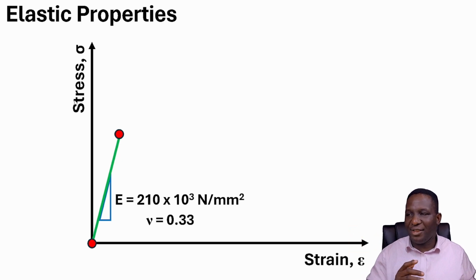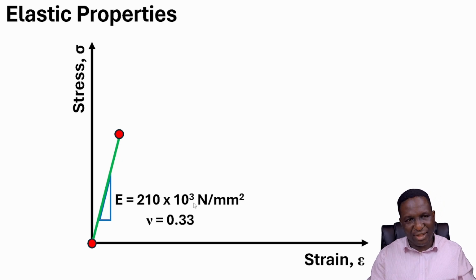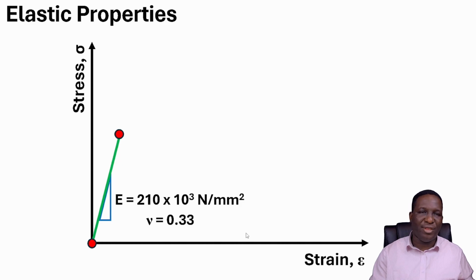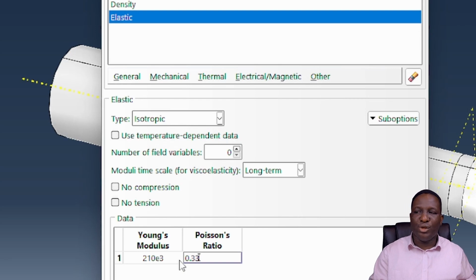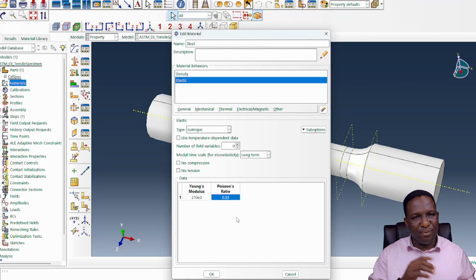So the slope of that initial linear elastic region will be 210 times 10 to the power 3 Newton per millimeter squared, and then ν will be 0.33. So if we come into ABAQUS here, this becomes 210 e to the power 3 and 0.33. So this way we specified our elastic properties.